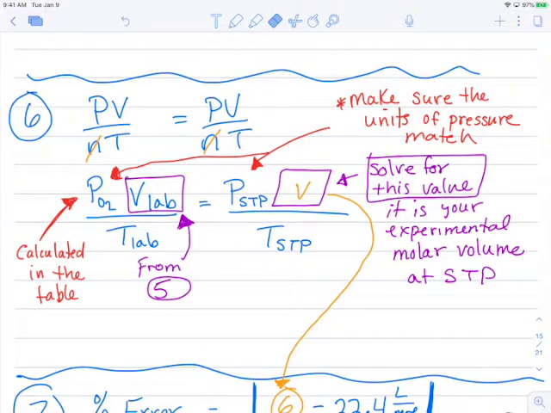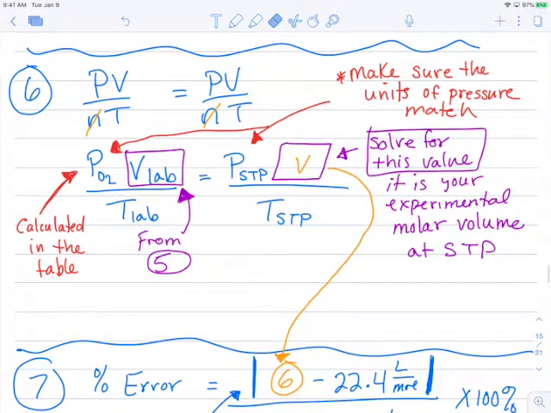Now on the right-hand side, you have P at STP. So what we know about STP is it's 1 atm. However, we have this pressure right here in torr. So what is the pressure at STP in torr? If it's 1 atm, what is that in torr? Anybody remember way back? There we go, 760, excellent.